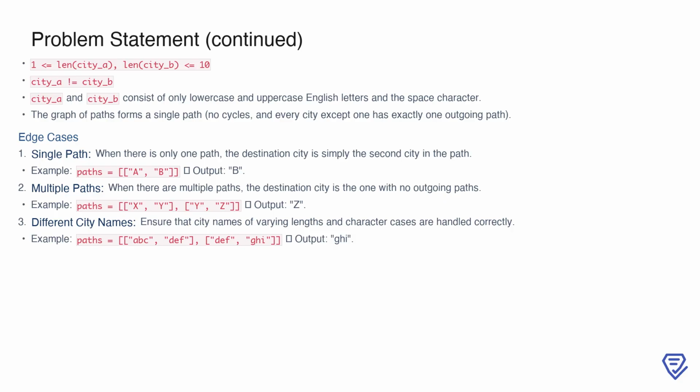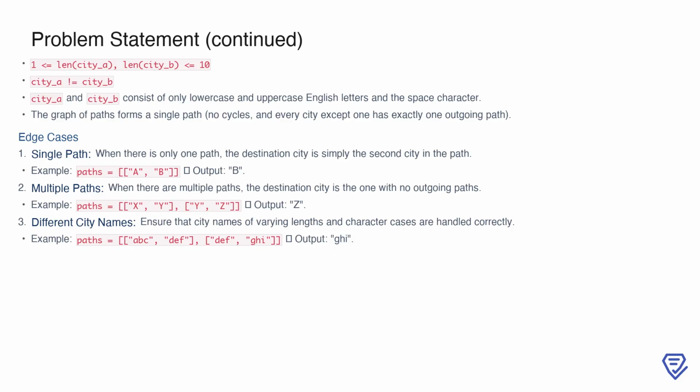The number of paths, n, will range from 1 to 100. Each path contains exactly two cities, and the lengths of the city names will be between 1 and 10 characters. The cities in any given path are always distinct, and their names consist of uppercase and lowercase letters, as well as the space character. Importantly, the graph of paths will always form a single, continuous path without cycles.